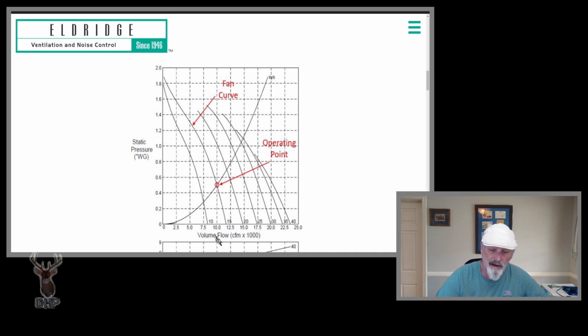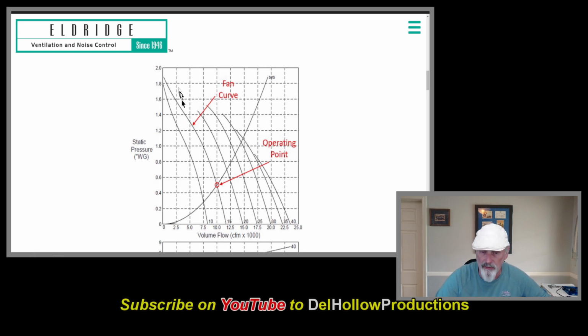So when we have a lot of pressure, no flow. This is flow this way, pressure this way. High pressure, no flow. No pressure, high flow. So we get sort of a relationship like that.